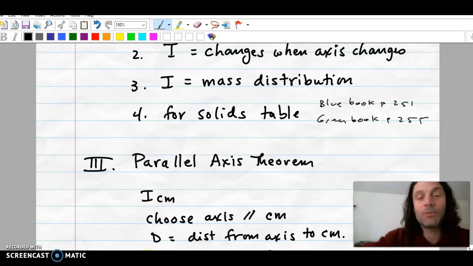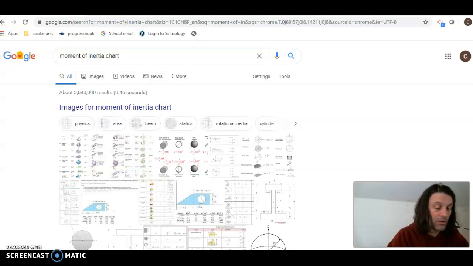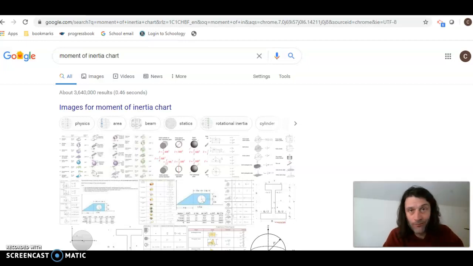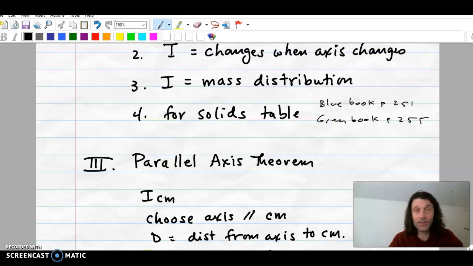Okay, so different shapes have different I's. You don't have to memorize them. What you can do, if you ever need to, is look up. All I did is just Google moment of inertia chart, and 3,640,000 of them show up, and it will have all kinds of I's for you. You can do that when you need to, unless the problem says, hey, calculate the I. All right, so feel free to look those up.